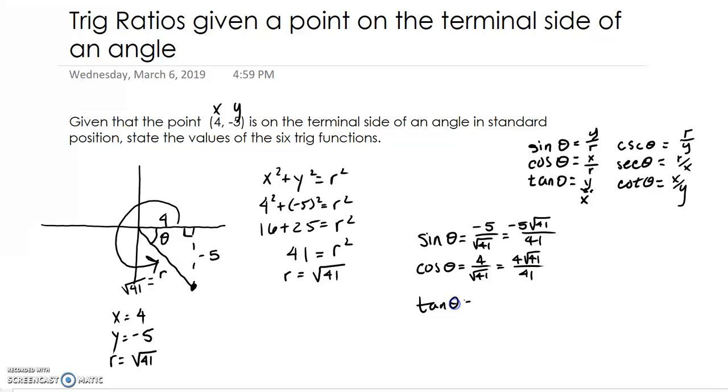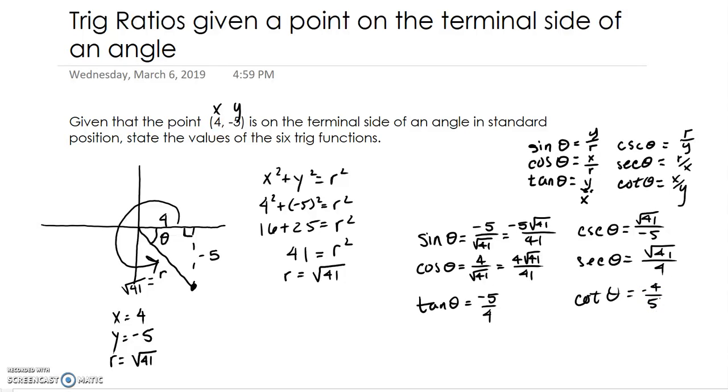And then the tangent of theta, oh, I forgot this other one, is y over x. So we have -5 over 4, and that one's fine. If we go here for our reciprocals, the cosecant of theta is r over y, that's square root of 41 over -5. The secant of theta will be square root of 41 over 4, and our cotangent of theta is going to be 4 over -5.